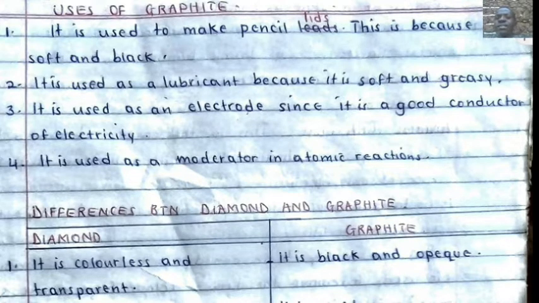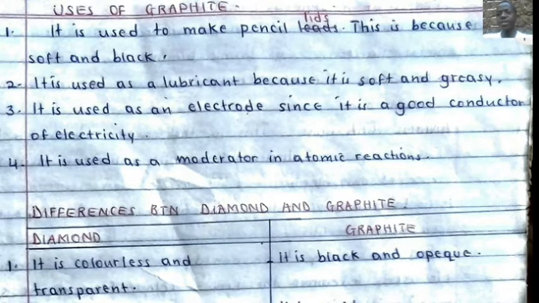So what is the importance of graphite? The first one, we have 4. The first one, it is used to make pencil leads. This is because it is soft and black. So the pencil lead, the thing in the pencil which you use while drawing, is made of graphite. So graphite is very important. So that is the first use of graphite.